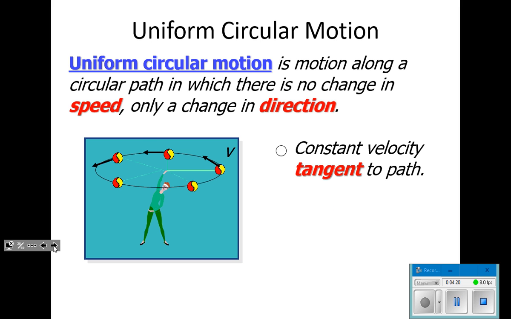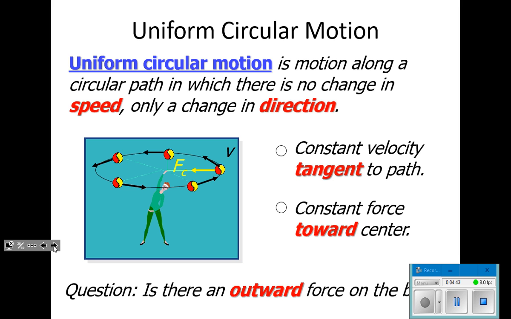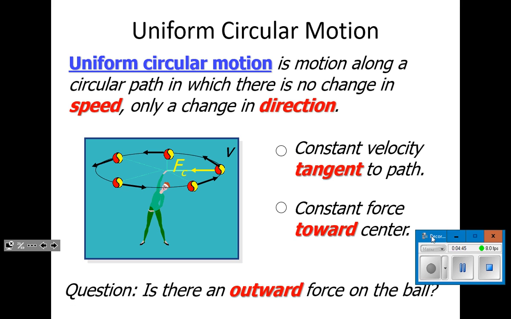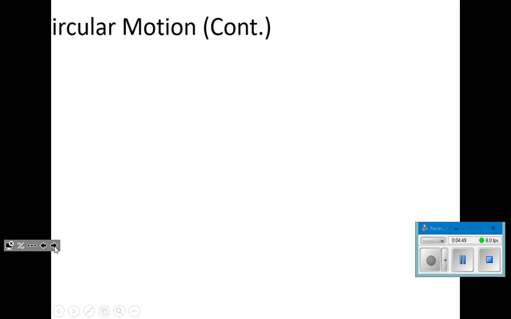Okay, so the velocity is actually constant all the way around, and it's considered to be tangent to the circular path if it goes flying off. There is always a force, and that force is constant, and it's always towards the center. We'll talk about that in a little bit, but that's known as the centripetal force, and that's holding it in the circle. All right. So is there an outward force on the ball itself? That is a good question.